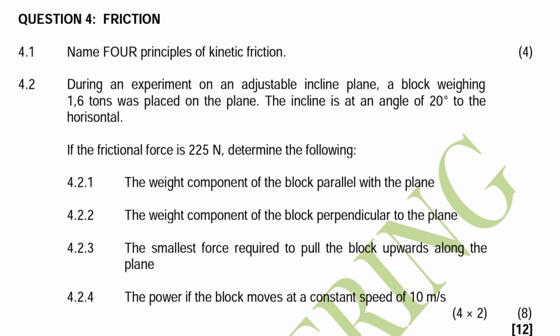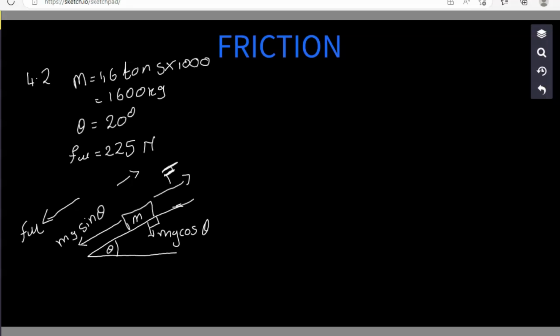This is the data. This is what they are giving to us. They are giving mass to us and it is in tons. So we have to convert it to kilograms. To do that, we times by 1000. We convert to kilograms because that is the SI unit that we use in our equations. And then they're telling us that the slope is 20 degrees. They're giving us frictional force, which is 225 newtons.